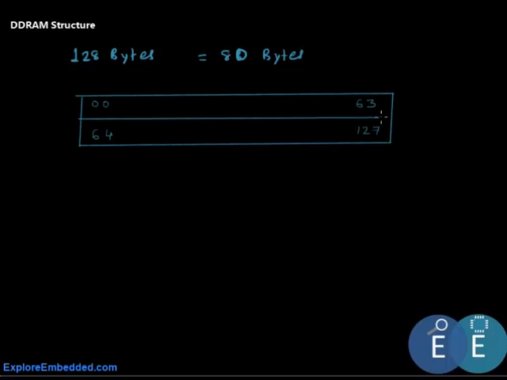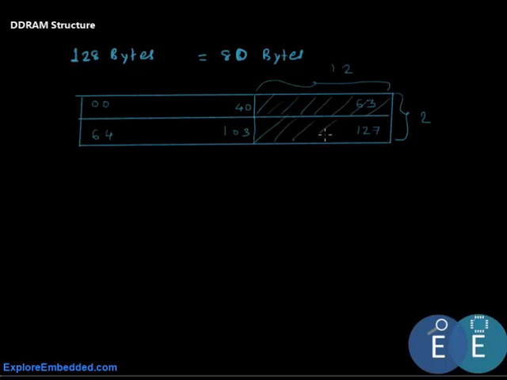What happens is, since only 80 bytes are used, the first 40 are on line 1, so these are 0 to 40 in decimal, and then the next line would start from 64, and 64 plus the next 40 would be 103. So these are the 40 characters from 0 to 40, and the next 40 would start from 64 and end on 103. The 12 into 2, which is 24, bytes are not used. These are not used by the display.